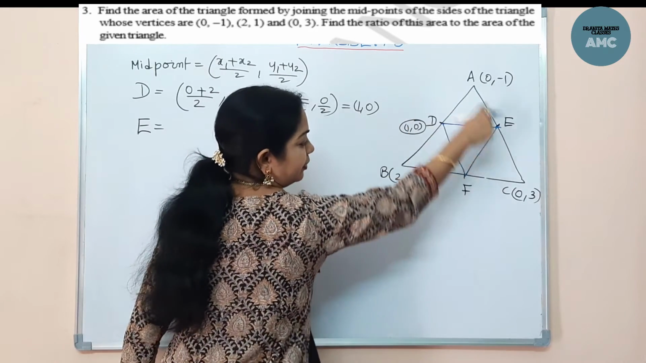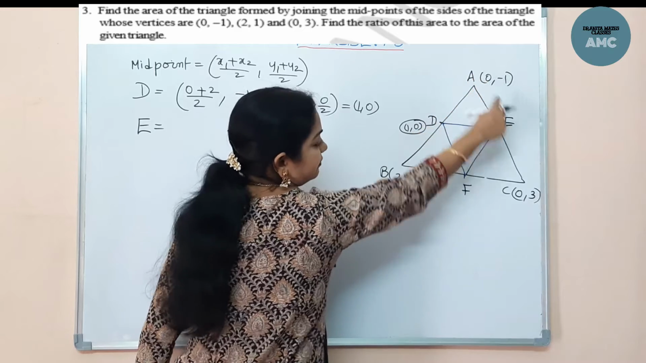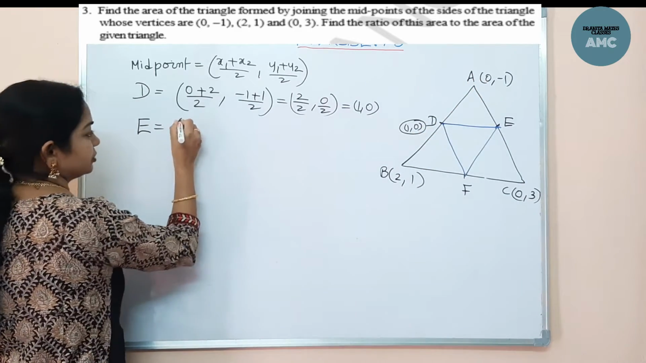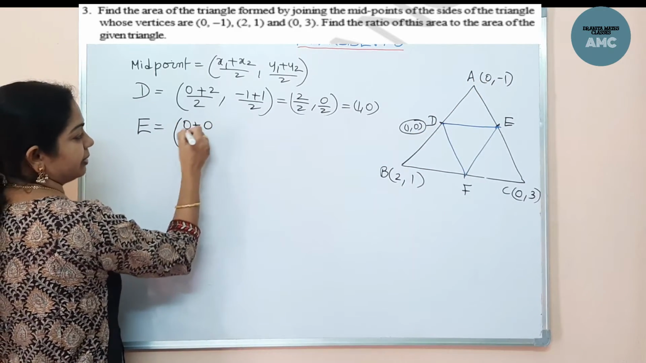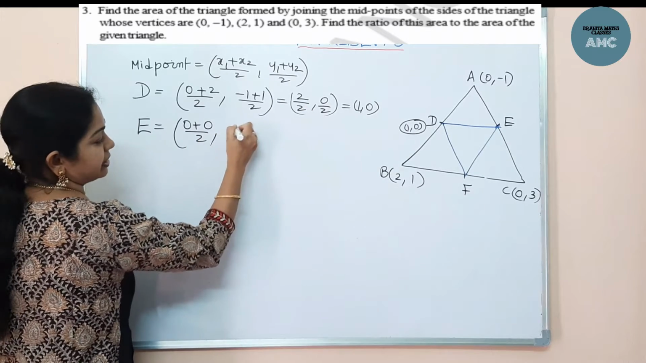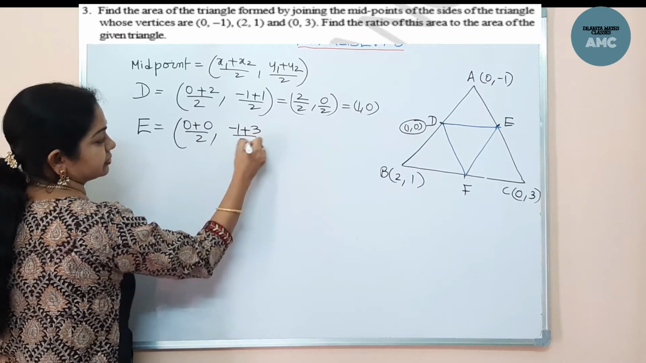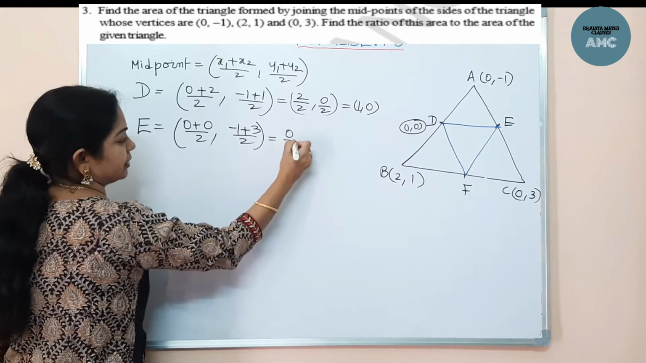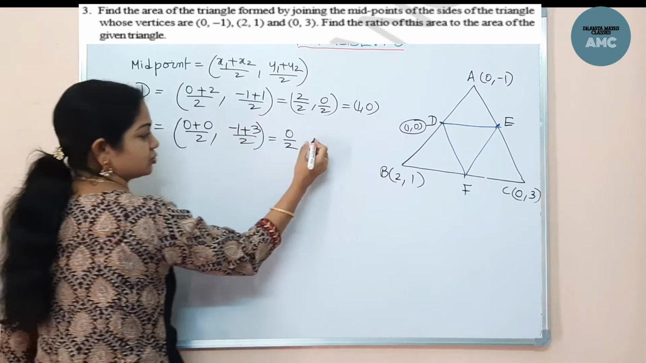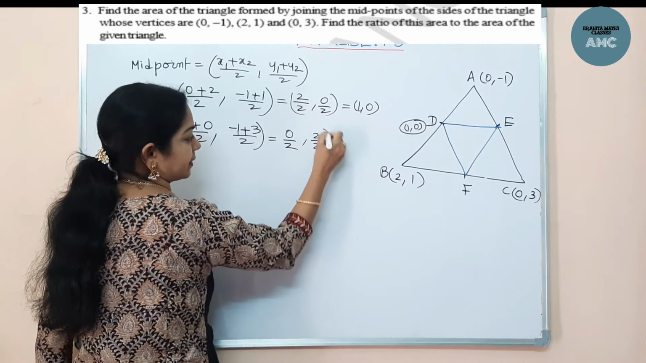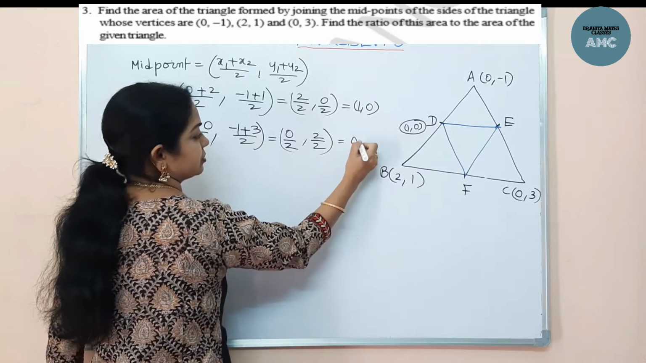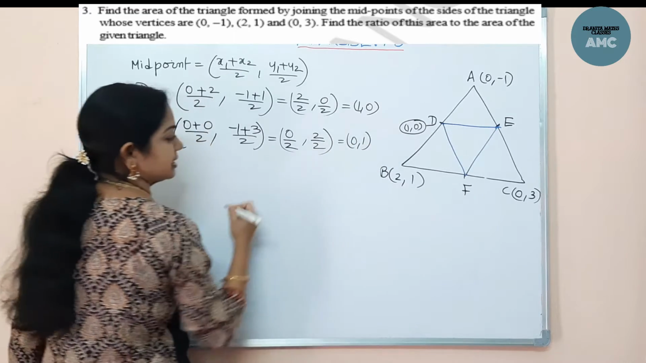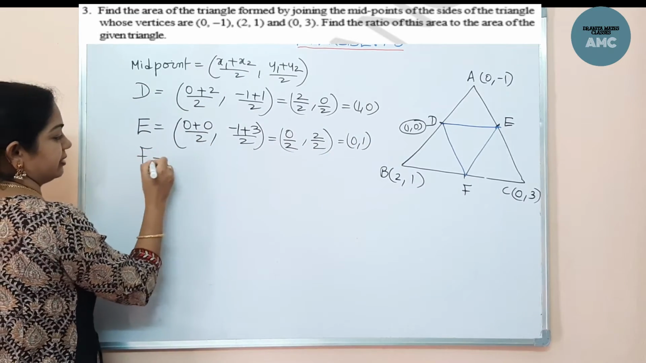This E is the midpoint of AC. So, this is x1, y1, this is x2, y2. So, (0 plus 0) by 2, and (minus 1 plus 3) by 2. So, this comes to 0 by 2, and 3 minus 1 is 2, by 2. So, this is nothing but (0, 1). This is E.